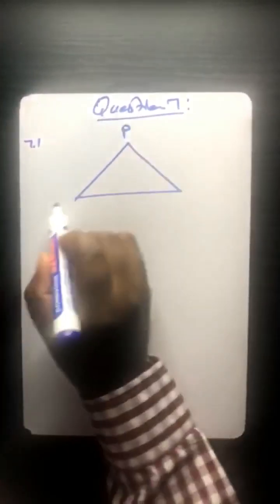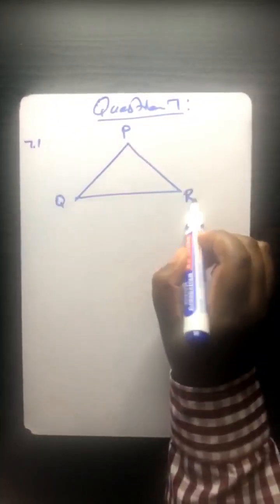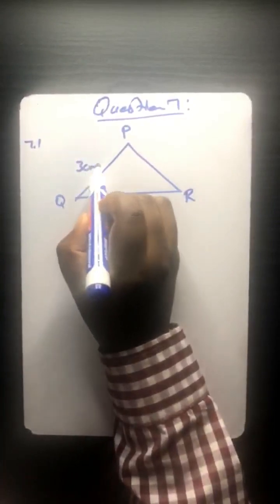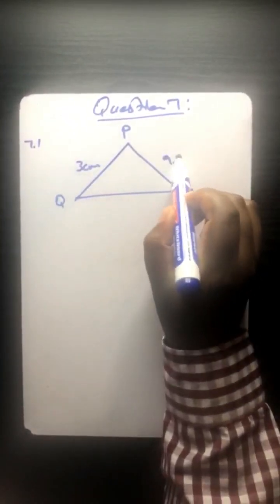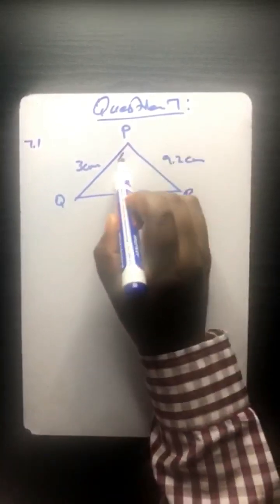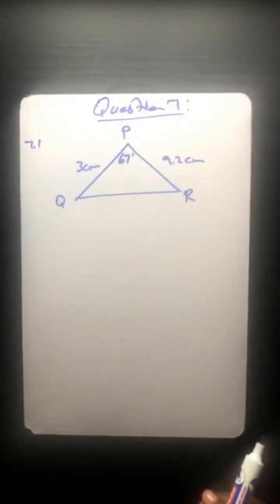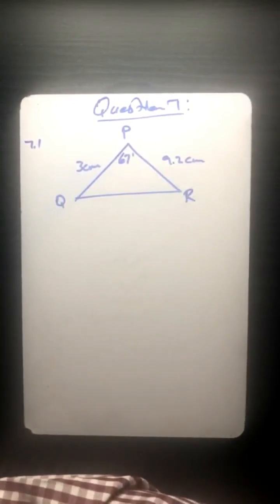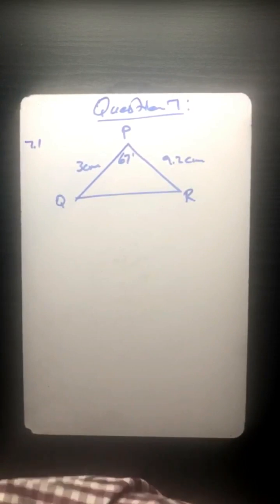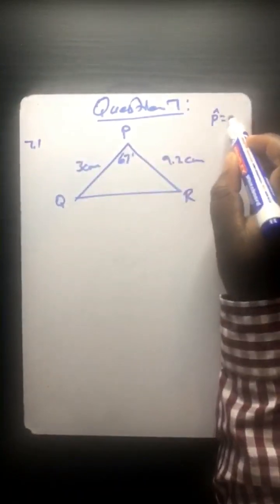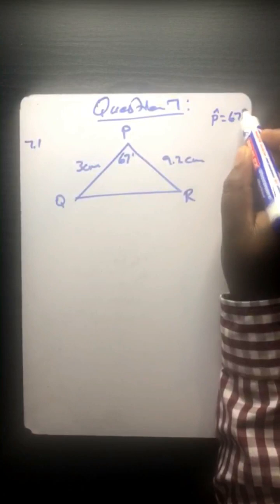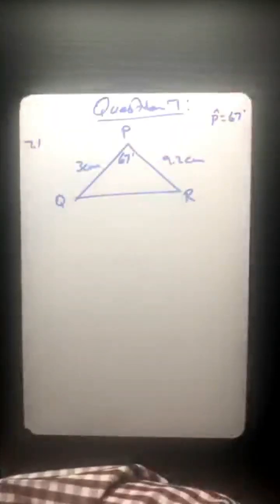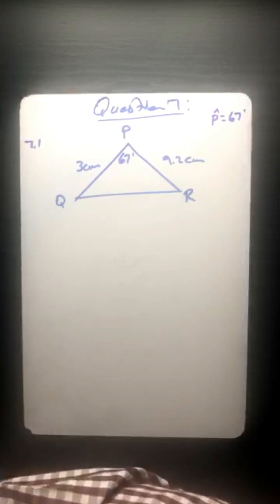It seems like a straightforward question, which serves as an indication that this part of paper 2 is not that complicated. You just need to know the triangle that you are dealing with. So 7.1 says, in the diagram, angle P is equal to 67 degrees, PQ is equal to 3 centimeters, PR is equal to 9.2. Now they say determine the length of QR.